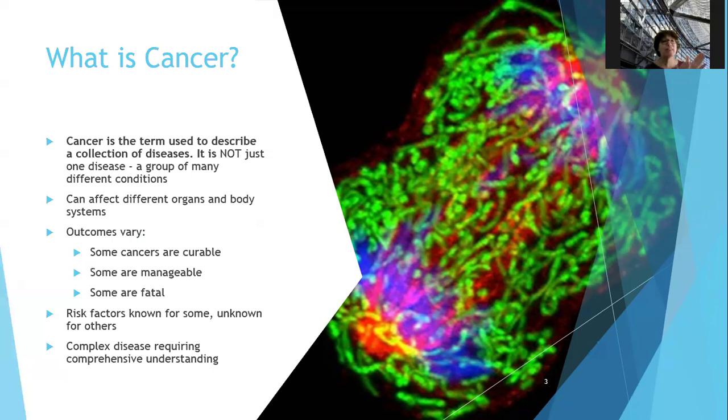But cancer can affect different organs and body systems. Outcomes are highly variable. Some cancers are curable, some are manageable, some are fatal. Some types of cancers have known risk factors, some have unknown risk factors. So it's a very complex disease and it requires comprehensive understanding beyond what we're really going to do in the scope of this course, but we're going to talk about it because there it is.